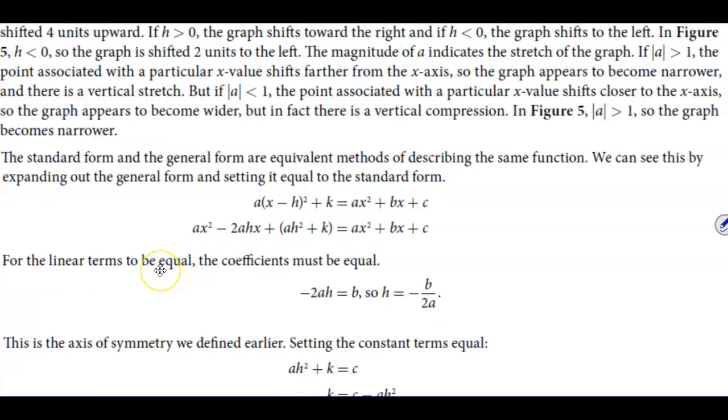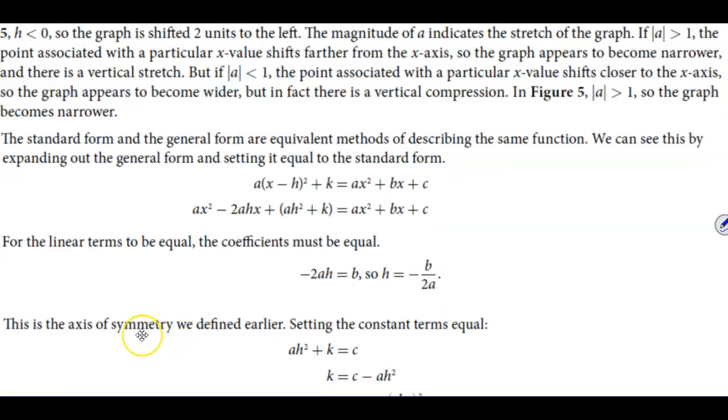So for the linear terms to be equal, the coefficients must be equal. What we're saying here is that negative 2ahx is equal to the value of bx. Because they have the same variable part in x, we can say that negative 2ah is equal to b. Now if we solve for h, we divide both sides by negative 2a. So therefore h is equal to negative b over 2a.